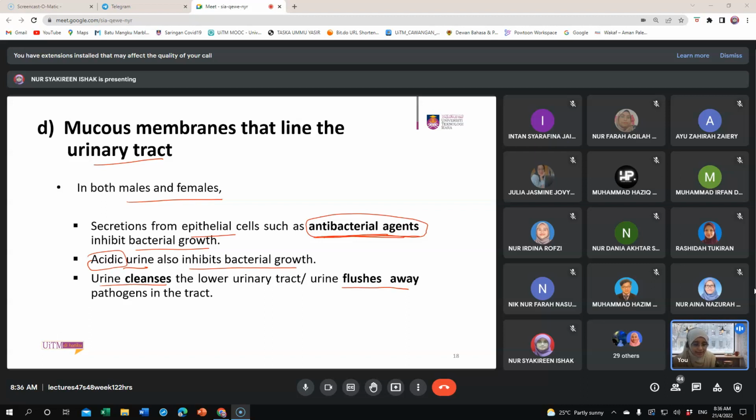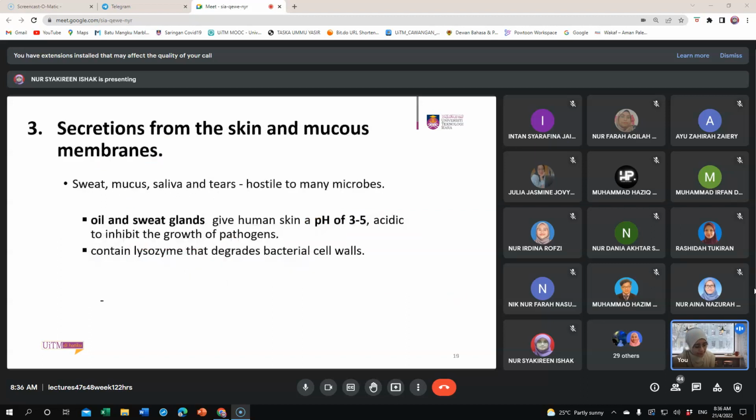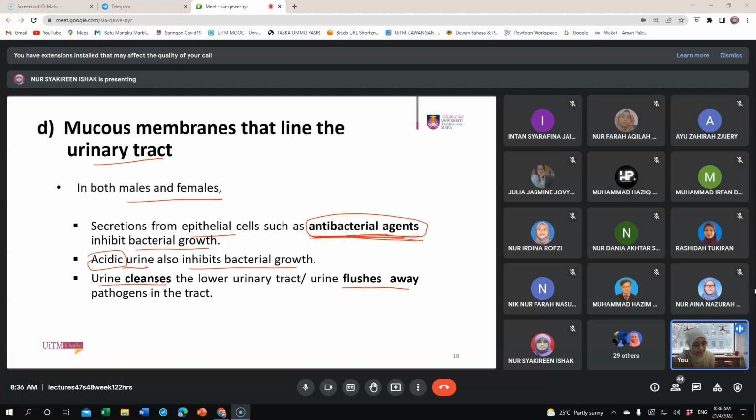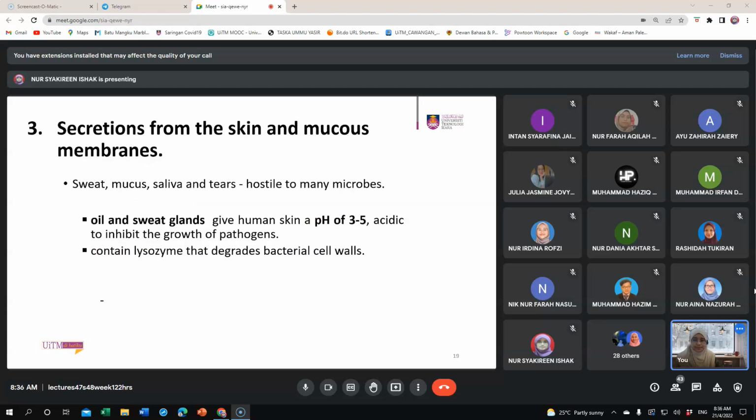Okay, so it is acidic. It provides a washing action, a flushing action. It flushes away the pathogens from the urinary tract. Okay, so ada tiga features ni lah. Antibacterial agent, the urine is acidic, and also provides a washing action to cleanse the urinary tract of any pathogen.